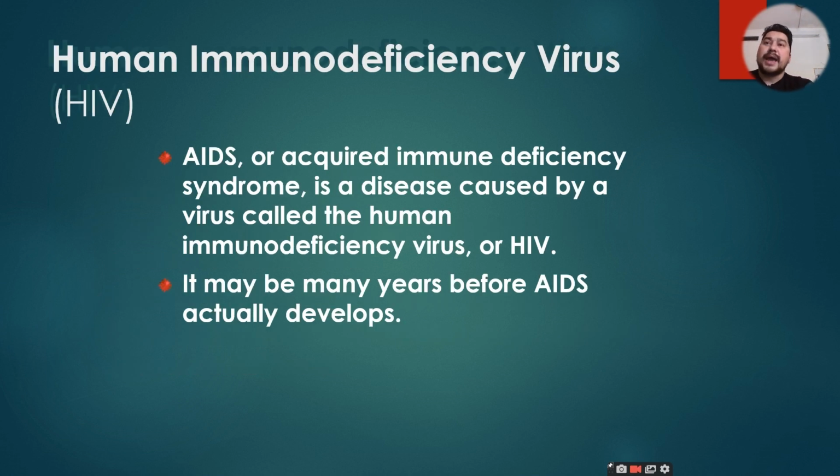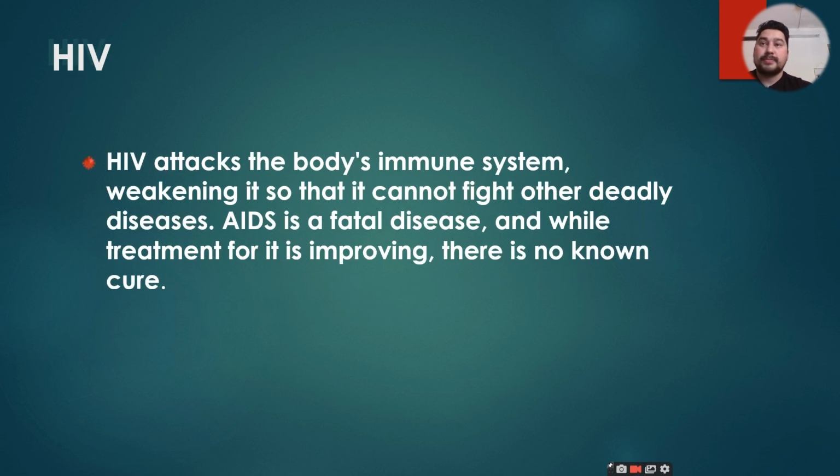Now, after that, we have HIV. AIDS is acquired immune deficiency syndrome. It is a disease caused by a virus called the human immunodeficiency virus, or HIV, as we call it. It may be many years before AIDS actually develops. HIV attacks the body's immune system.